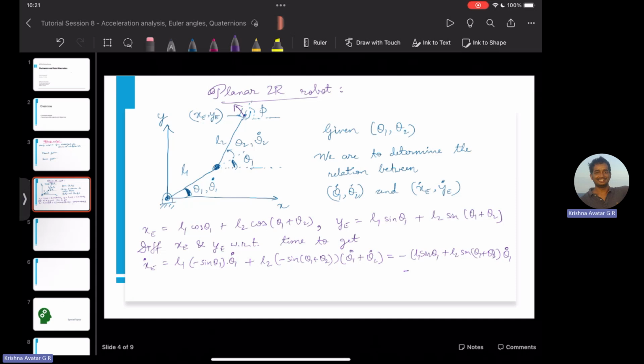Likewise, for the second term, we have minus L2 sine theta 1 plus theta 2 into theta 2 dot, right? Likewise, let's repeat this process for the y coordinate. Then we again invoke the chain rule. So we have L1 cosine theta 1 dot plus L2 cosine theta 1 plus theta 2, and likewise theta 1 dot plus theta 2 dot.